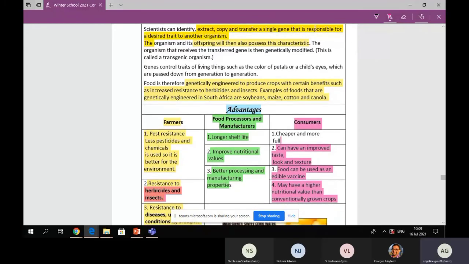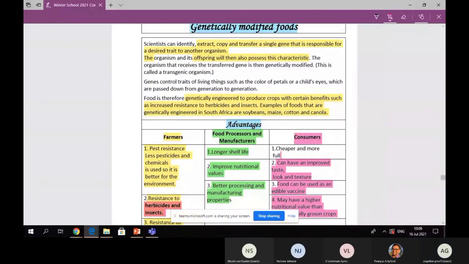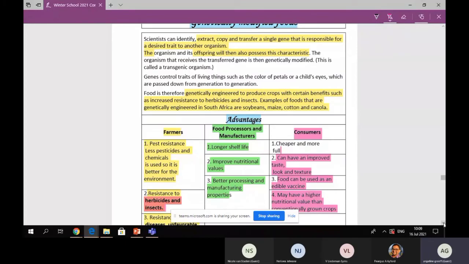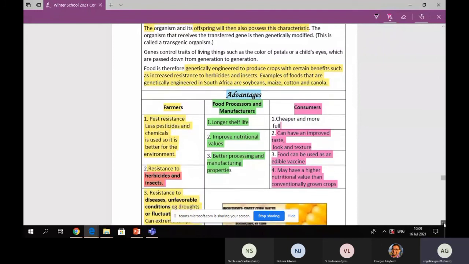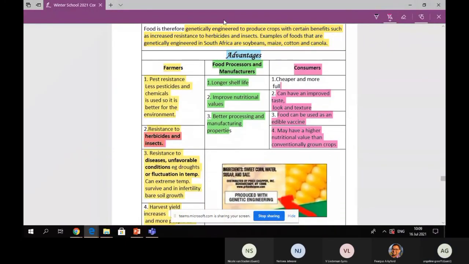Okay, so get an understanding of what it is. We know that genetic modification is done to benefit the masses, for example, to be able to grow things in areas where it couldn't grow before, to enable it to withstand certain weather conditions, etc. So when you look at genetically modified foods, you'll see here we're looking at the advantages, but the advantages have been subdivided. What are the advantages for the farmers? What are the advantages for the food producers and manufacturers? What are the advantages for the consumer? So these are advantages that you need to know.